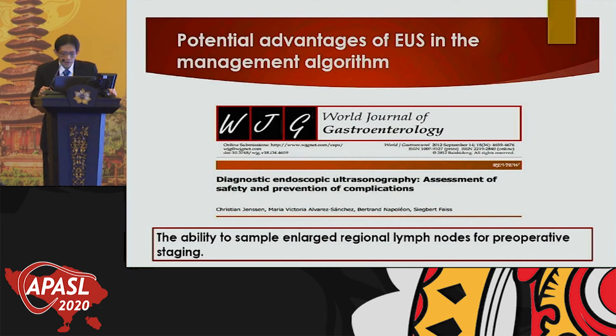And using the EUS for the assessment, it seems that most studies show it's quite safe to perform the EUS to evaluate all liver disorders. And of course, the ability to sample an enlarged regional lymph node also can be performed for pre-operative staging.